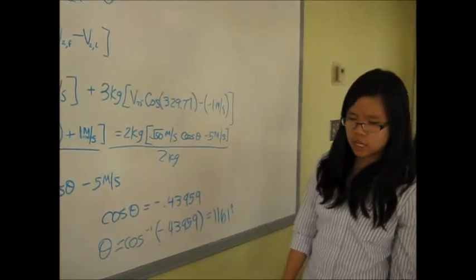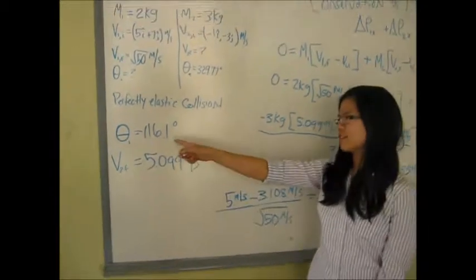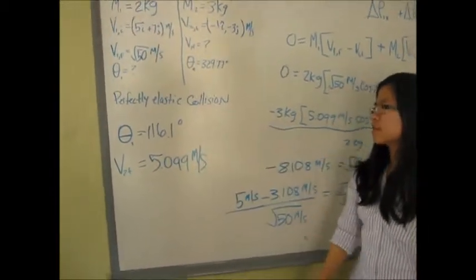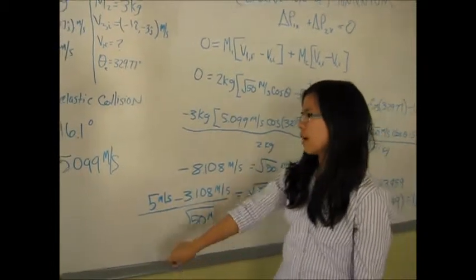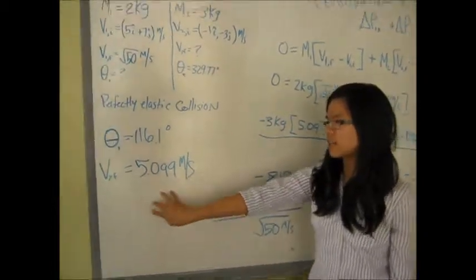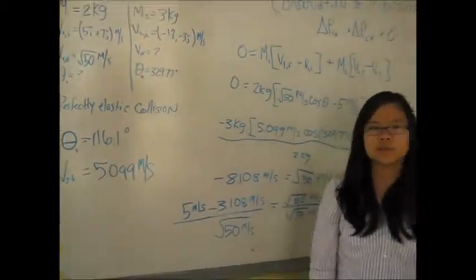And then in order to find the theta angle, you take the inverse cosine, which came out to be 116.1 degrees. And so, if you look over here, my two answers are 116.1 degrees for the theta angle of the first ball, and then the final velocity of the second ball is 5.099 meters per second.